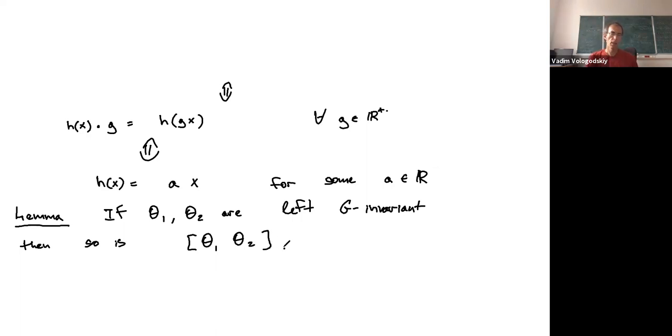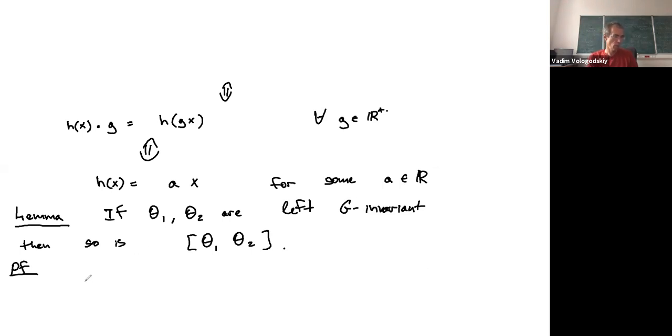Okay, so let me, though it's straightforward, give a proof. So what do you want to show? We already know that this is a derivation. We want to show that it commutes with L sub G.